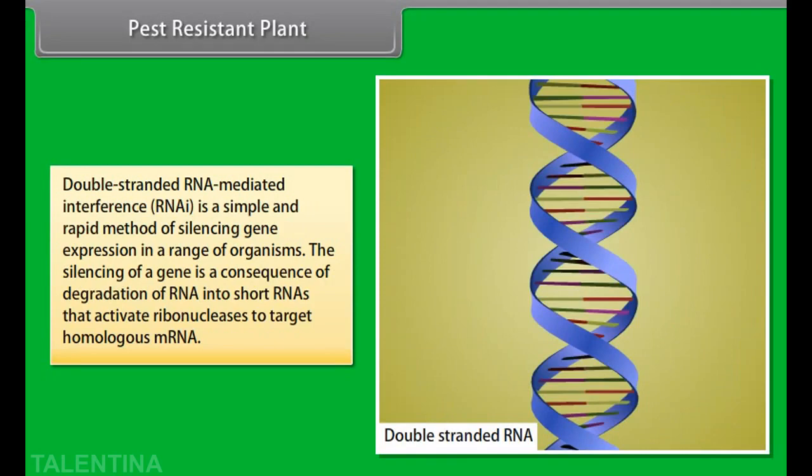Double-stranded RNA-mediated interference, RNAi, is a simple and rapid method of silencing gene expression in a range of organisms. The silencing of a gene is a consequence of degradation of RNA into short RNAs that activate ribonucleases to target homologous mRNA. Biotechnological applications in medicine.